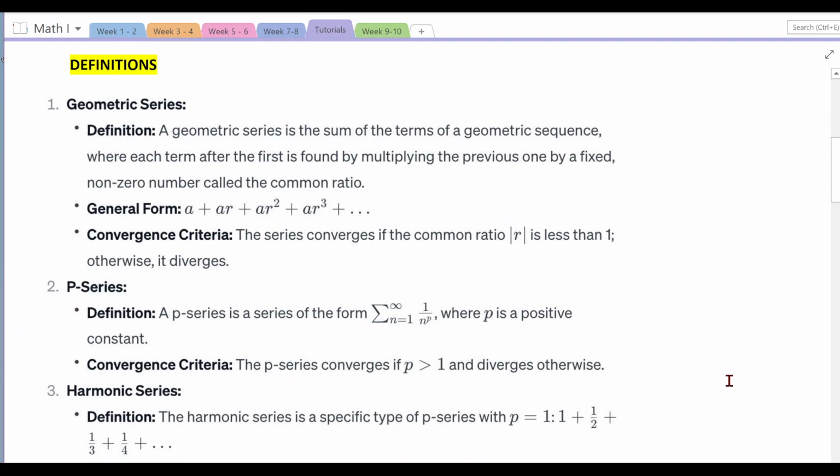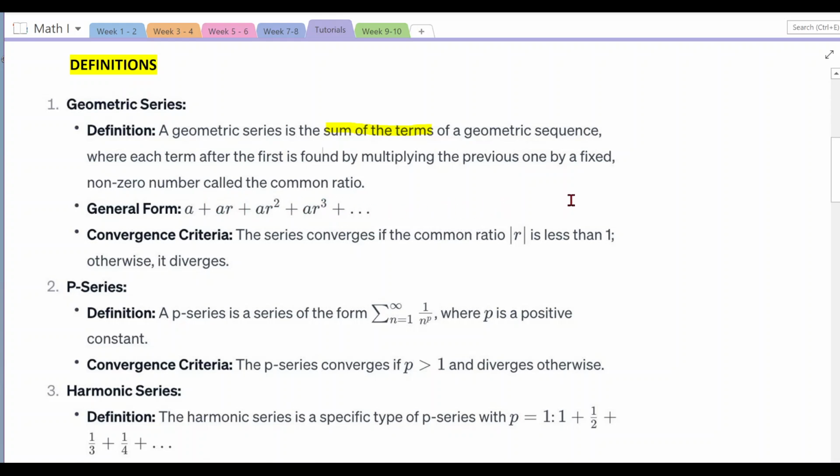There are different types of series. Number one, geometric series. By definition, a geometric series is the sum of terms. Notice here the word terms. The sum of terms of a geometric sequence where each term after the first is found by multiplying the previous one by a fixed, usually non-zero number that is called a common ratio. So the general form for a geometric series is given here: a plus ar squared plus ar cubed plus dot dot dots.